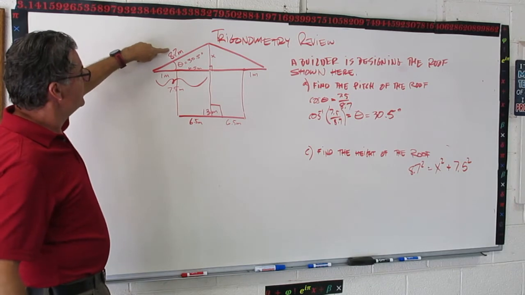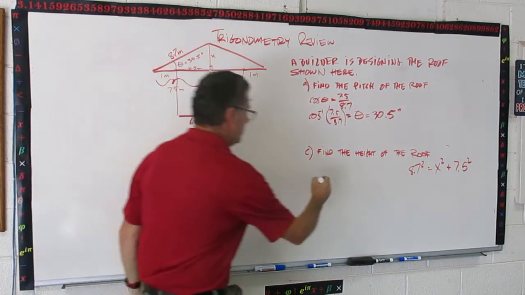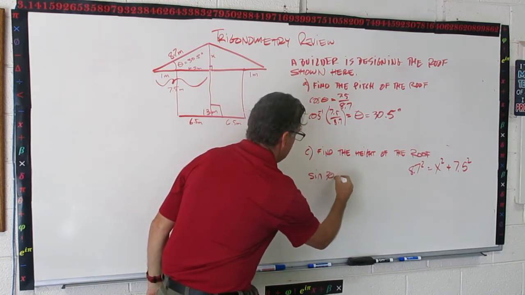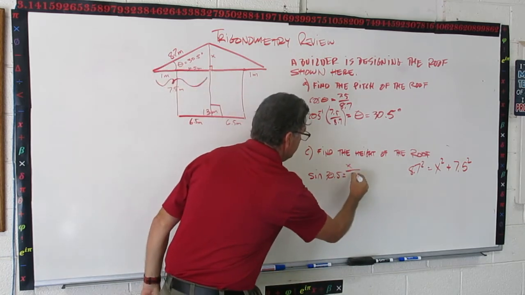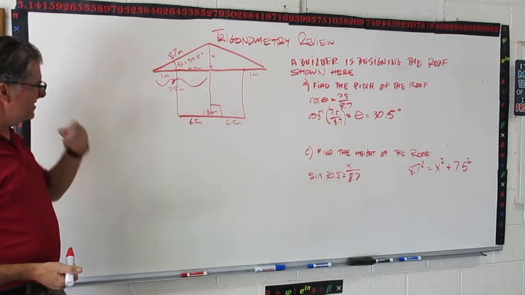So I'm going to start by using the hypotenuse and the opposite. Remember, that's sine. So I can go sine of 30.5 equals opposite x over hypotenuse 8.7. Now that equation will work. Let's do the other one.